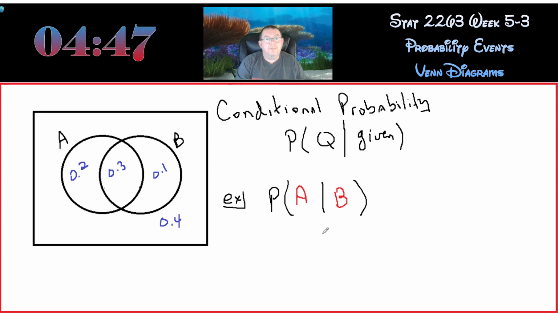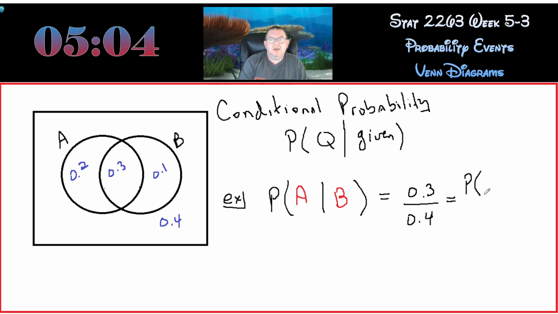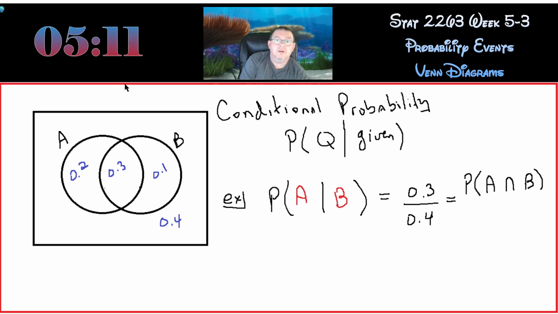Okay, so here, what is the formula that we would use for conditional probability? Well, if you remember, we said it was 0.3 divided by 0.4. Let's think about what that 0.3 was. That 0.3 was the probability of A intersect B. That's this area right here, right? This area right here was our value.